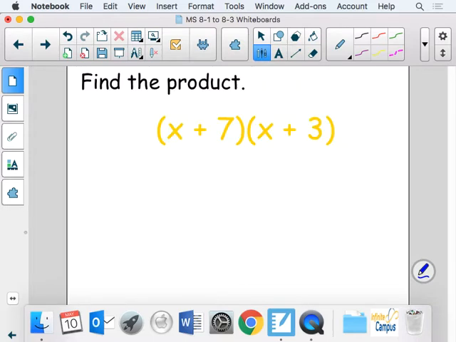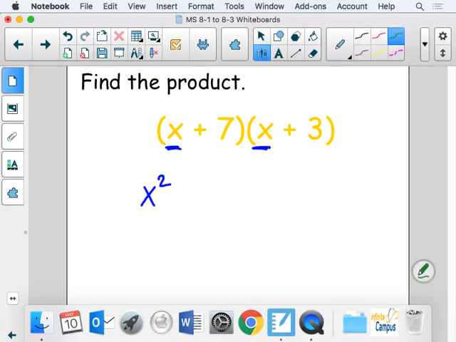All right, so with these last pieces, you can either use FOIL or box method. I'll start with FOIL, and then I'll do box, and then FOIL, and then box, so you can see both of them in action. So first is x times x, which is x squared.